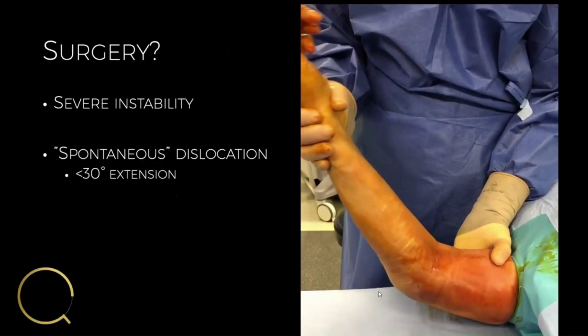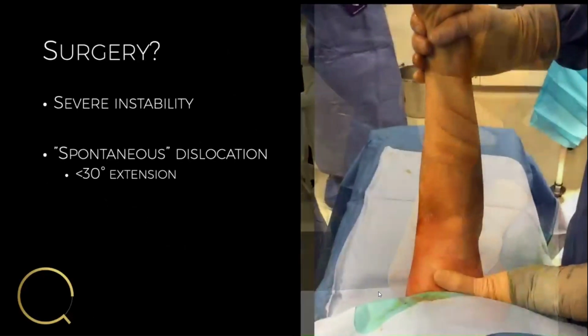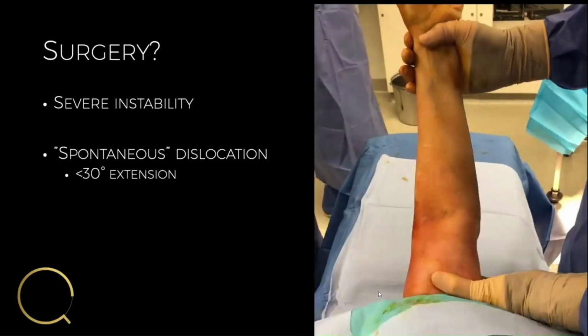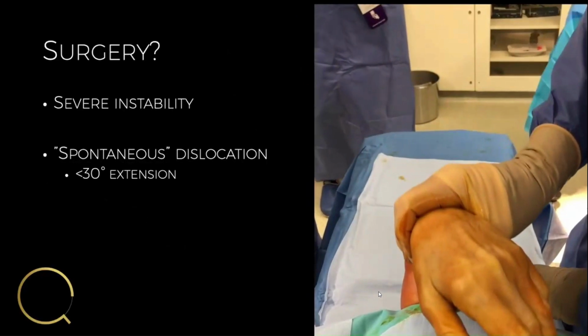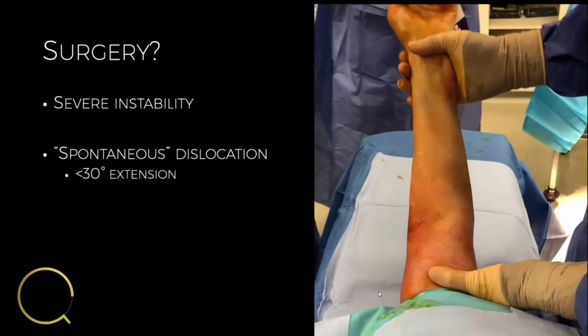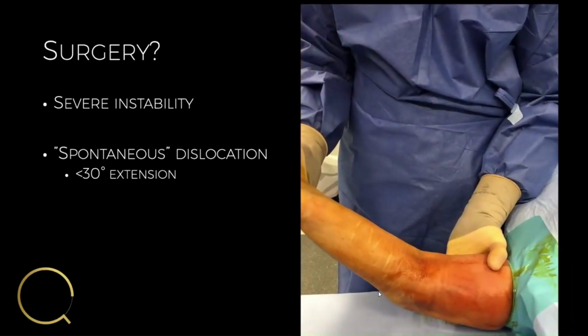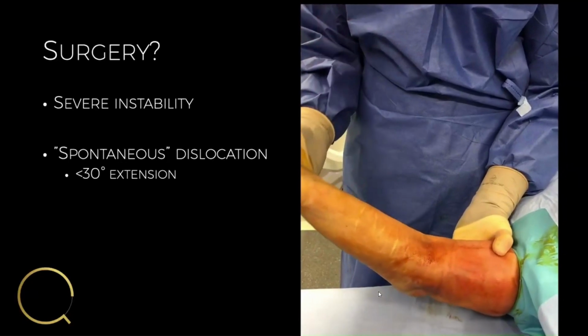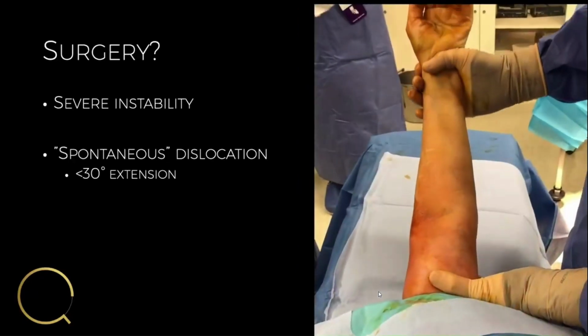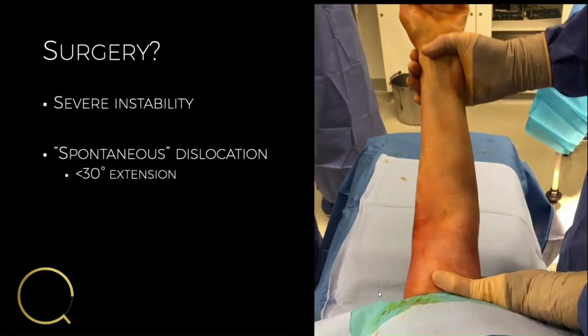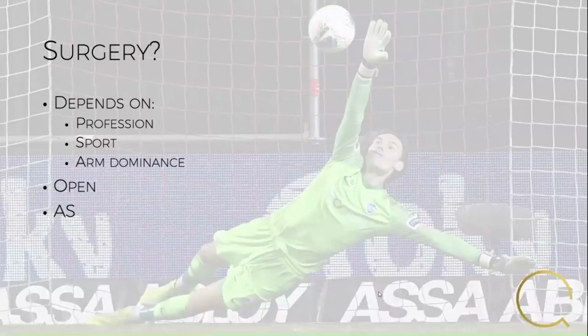So when we perform surgery, we do this with severe instability. That means if there's a spontaneous dislocation with less than 30 degrees of extension, like in this patient, then surgery is definitely indicated. Like I said, we don't add varus or valgus stress, we don't test rotatory instability, neither lateral nor medial, we just take it through range of motion, and if it dislocates spontaneously, it needs surgery. Other reasons for surgery include profession, sports, and maybe arm dominance plays a role as well. And then if you decide to do surgery, this can be done open or arthroscopically.